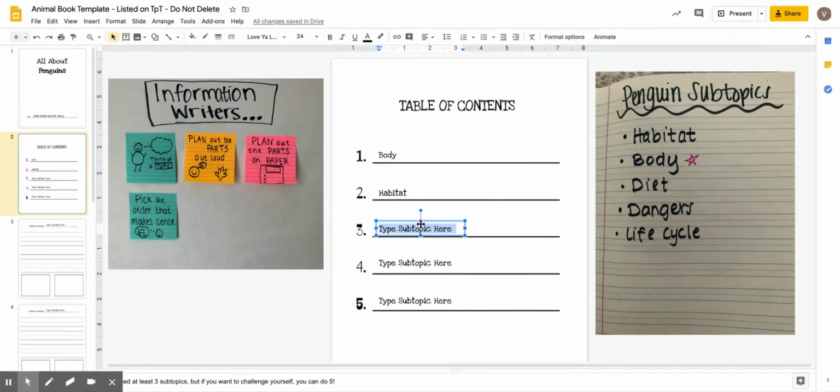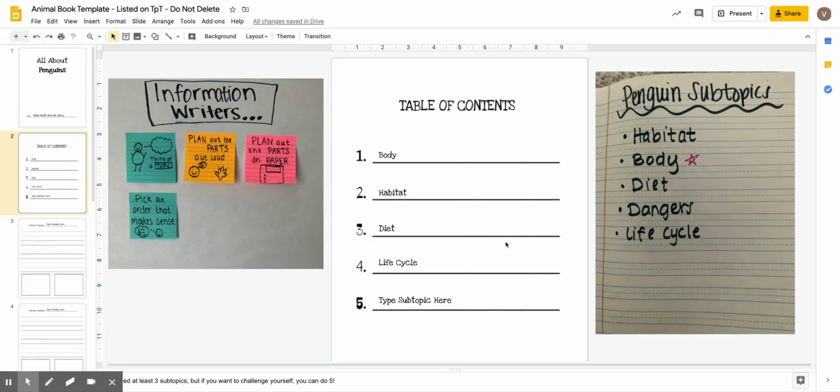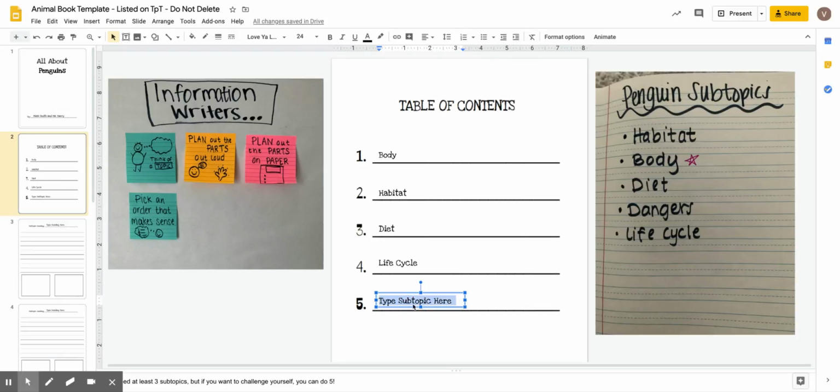Then I kind of can think about what the next most important thing is for my readers to learn about. And I think that the next important thing would be diet, because eating is something that is really important and that is going to help a penguin to survive. So I think that that should go third. The next one I'm going to do is life cycle, because I want to learn about the different stages of a penguin's life. And then finally, I'm going to do dangers, because I feel like that wraps everything up pretty well. And once I know about the penguin and where it lives, then I can really understand more what kind of dangers it faces on a daily basis.